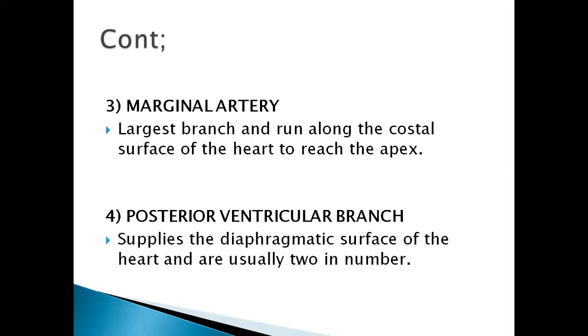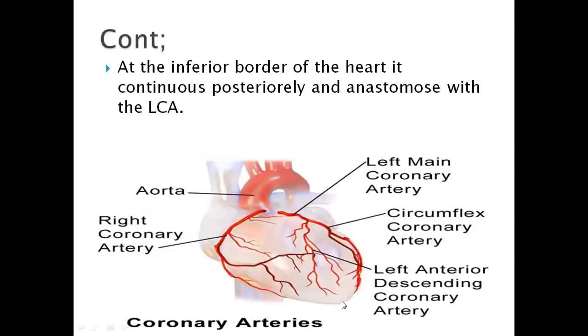Marginal artery is the largest branch of the right coronary artery. Runs along the costal surface of the heart to reach the apex. Where is the apex present? In the diagram, this is the apex of the heart. And this is the base of the heart. So marginal artery is the largest branch of the right coronary artery, running along the costal surface of the heart to reach the apex. Was that clear?